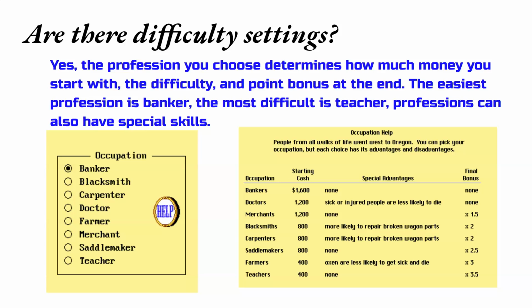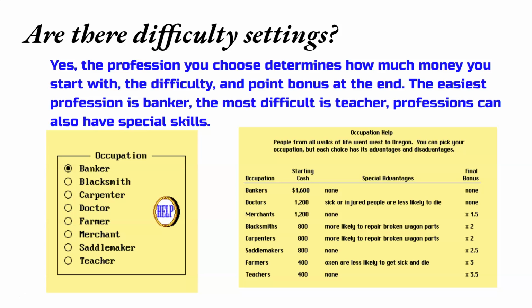Are there difficulty settings? Yes, the profession you choose determines how much money you start with, the difficulty, and point bonus at the end. The easiest profession is banker, the most difficult is teacher. Professions can also have special skills. So if you look here, I took these directly from the game itself. The easiest professions are at the top, hardest at the bottom, and you see what makes them easy or difficult.